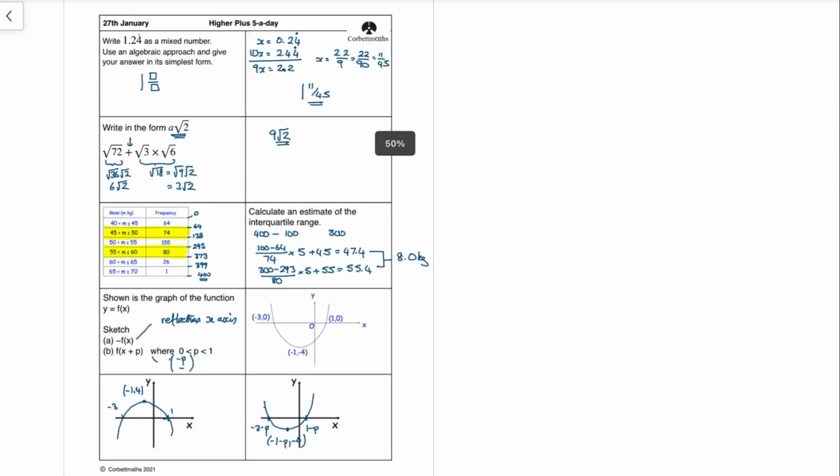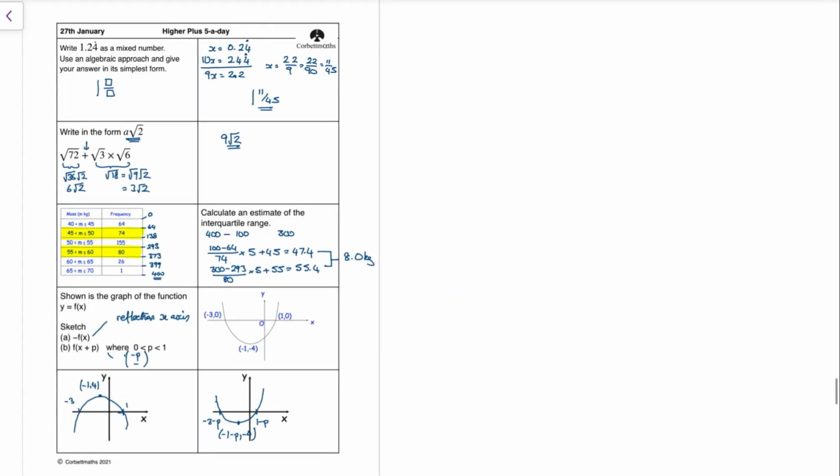It's been quite a lot of maths going on today. We've done some IQR, some surds, some transformations. Good mix, as ever. Well done if you got those, and I'll see you for the next one.